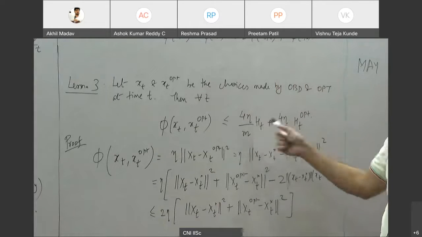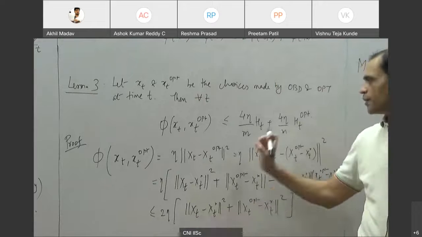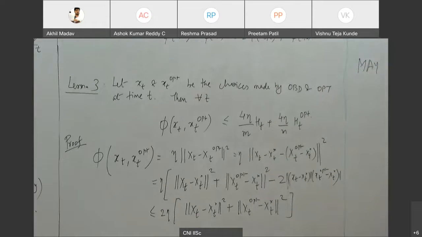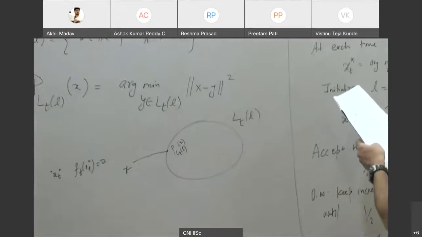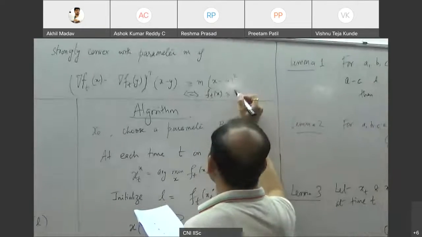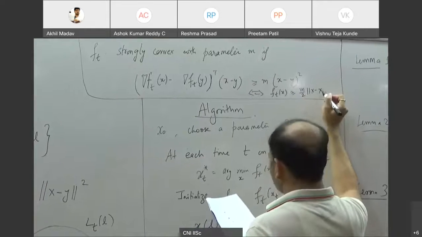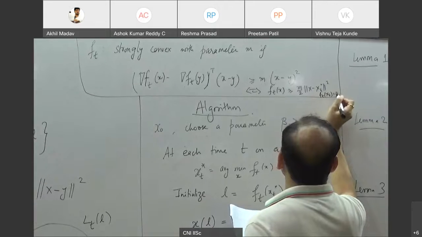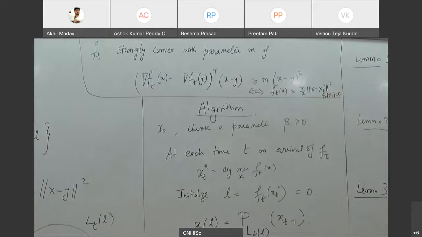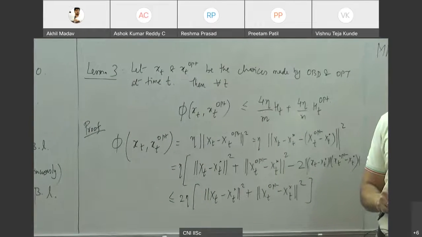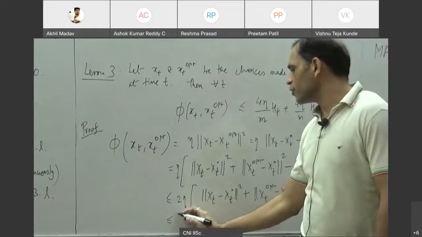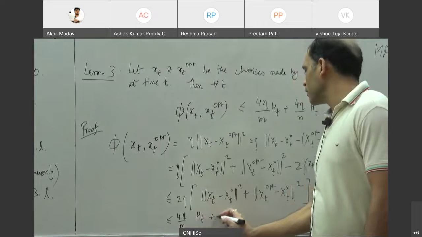Okay, now how do I go from this to this? I want this somehow related to HT. Use strong convexity. So this is an alternate way of using strong convexity. It is equal to M by 2 times the distance, where the gradient of FT of XT star is zero. So now can I use that here? This is at most two times FT of X by M, which is nothing but HT itself, because FT of XT star is it. I keep saying this again and again, but hitting cost is nothing but the function evaluated at the choice chosen by the algorithm. This is at most four times theta over M HT plus HT.